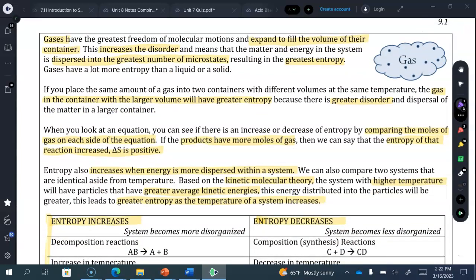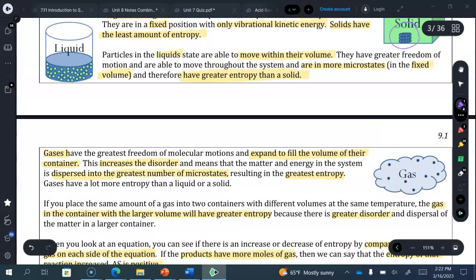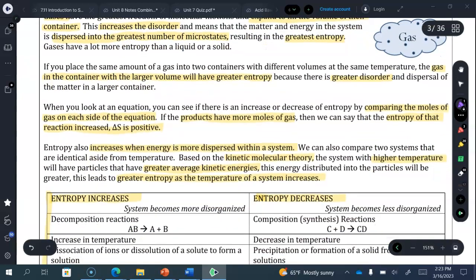Gases have the greatest freedom of molecular motions, and they are able to expand to fill the volume of their container. This increases the disorder and means that the matter and energy in the system is dispersed into the greatest number of microstates, because with the liquid, they can only occupy the states within their volume, but a gas will fill the whole container, unlike a liquid, and so there are a lot more microstates available. This results in the greatest entropy. So gases have a lot more entropy than a liquid or a solid.